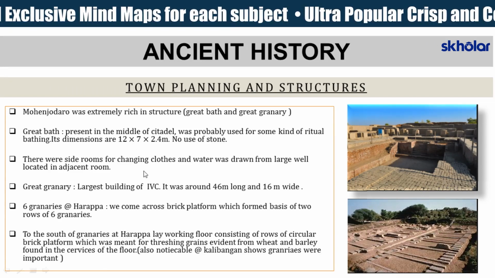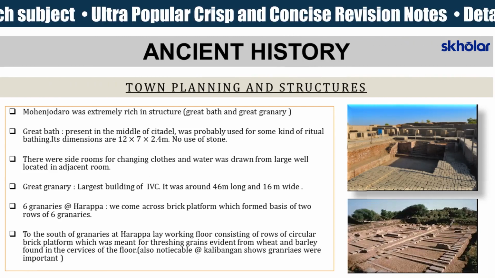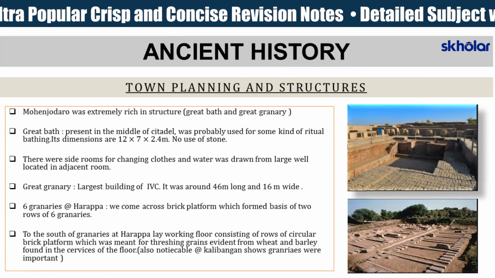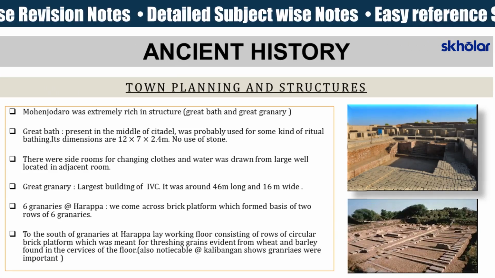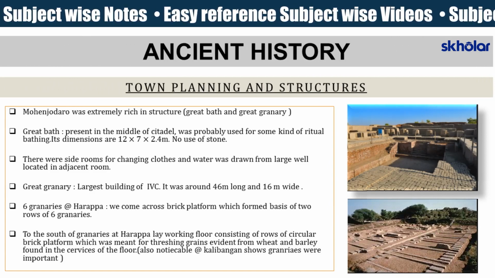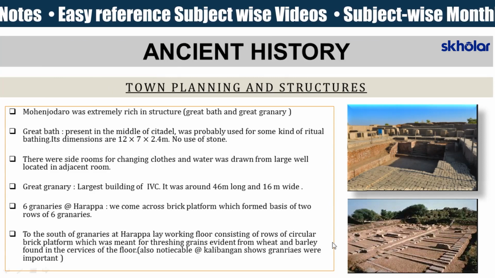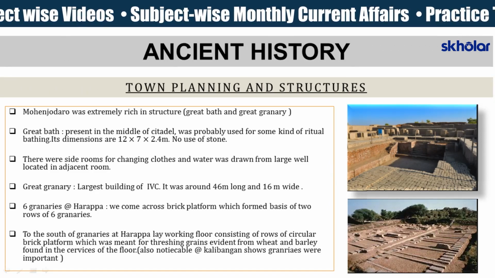Another great building of this ancient civilization was the Great Granary. It was the largest building of Indus Valley. It was present in Mohenjo-Daro. It was around 46 meter long and 16 meter wide. Six granaries are also found at Harappa. We come across brick platform which forms the basis of two rows of six granaries. So this is the raised brick platform which formed the basis of two rows of six granaries.